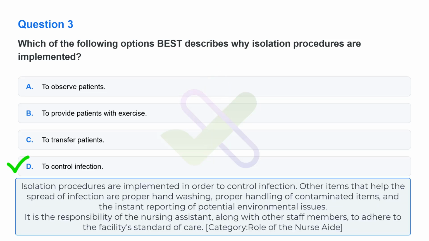The correct answer is D. To control infection. Isolation procedures are implemented in order to control infection. Other items that help prevent the spread of infection are proper hand washing, proper handling of contaminated items, and the instant reporting of potential environmental issues. It is the responsibility of the nursing assistant, along with other staff members, to adhere to the facility's standard of care. Category: Role of the nurse aide.